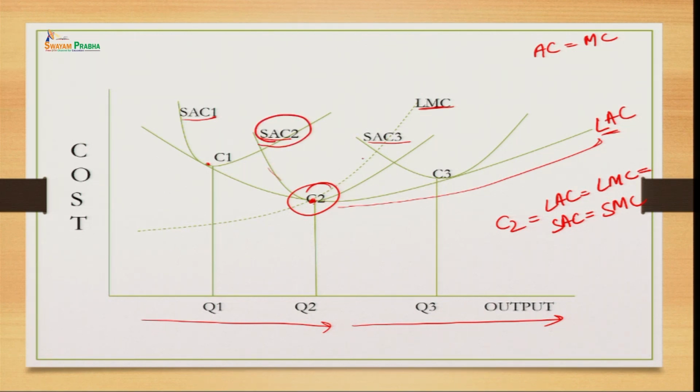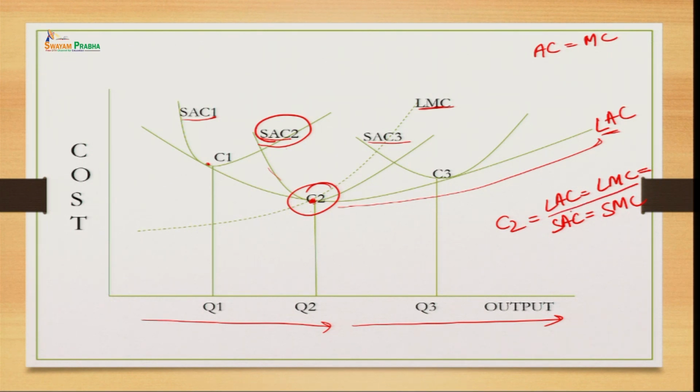because this C2 point is also the optimum point for SAC2, the second plant. C1 is the optimum point of SAC1, C2 is the optimum point of SAC2, whereas C3 is the optimum point of SAC3. And if we combine them together and draw this long run marginal cost curve, then again C2 is the optimum point for the long run average cost curve. This is how we define it.